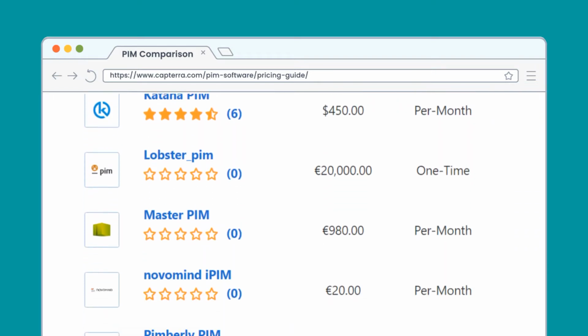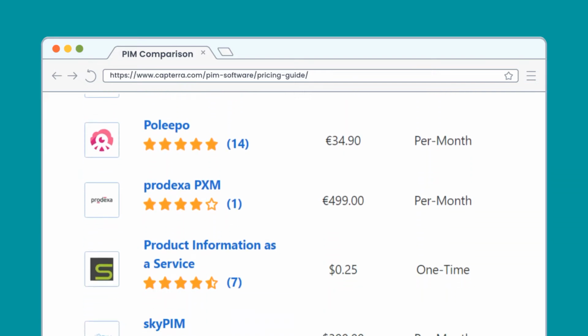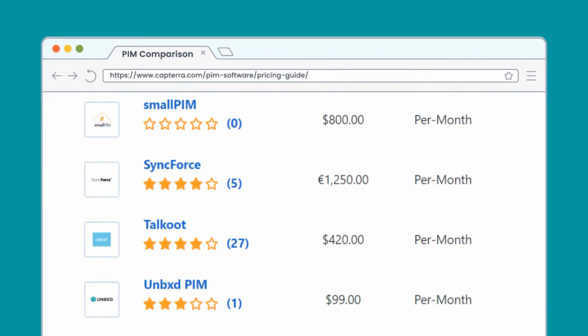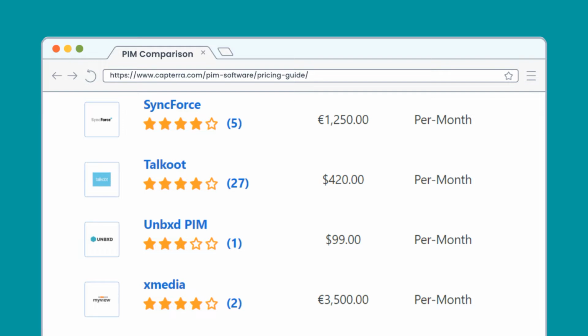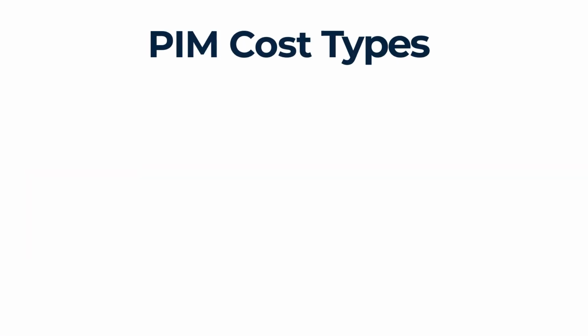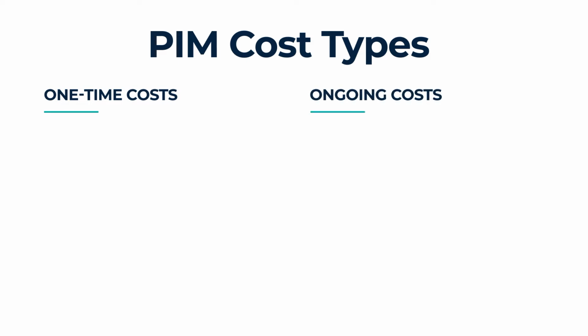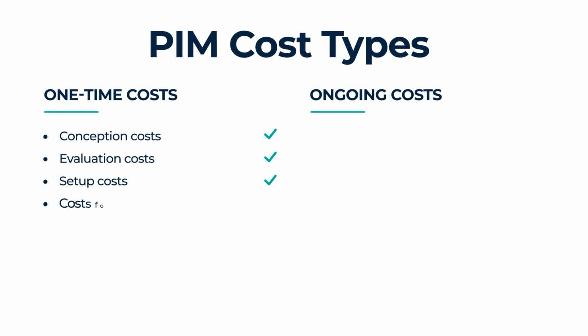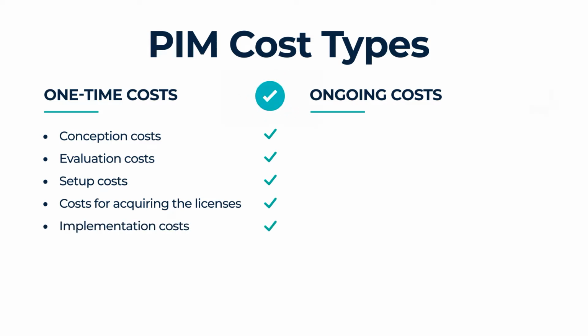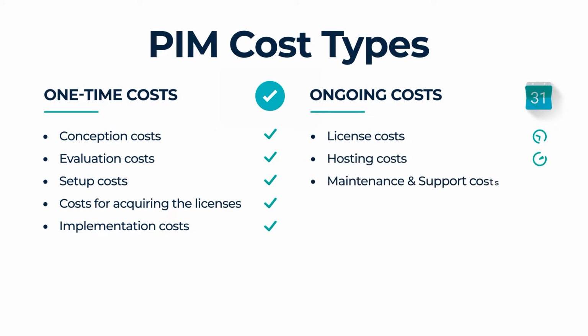So we suggest that you go into the matter and find out what the PIM cost types are, what factors affect the price, and how it is calculated. Let's get to the point. The PIM cost can be divided into one-time costs and ongoing costs. One-time costs: conception costs, evaluation costs, setup costs, costs for acquiring the licenses, and implementation costs. Ongoing costs: license costs, hosting costs, maintenance and support costs, and further development costs.